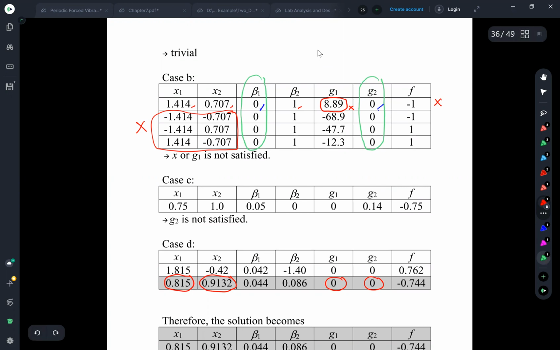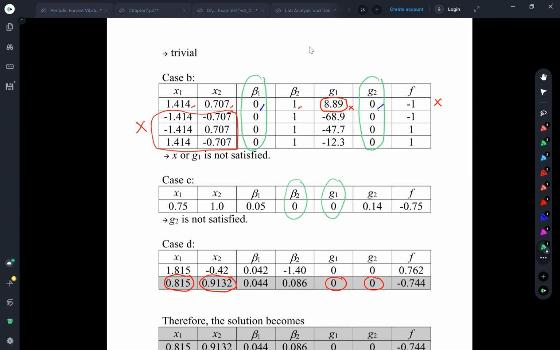Case C, I think we start with the green. We start with beta 1 and G2, G1, beta 2 and G1, B0. And with that, we obtain x1, x2 that look good. Our solution obtained is a positive number. That's good, right? Because it's in the first quadrant. And beta 1 is 0.05. G2 is 0.14.